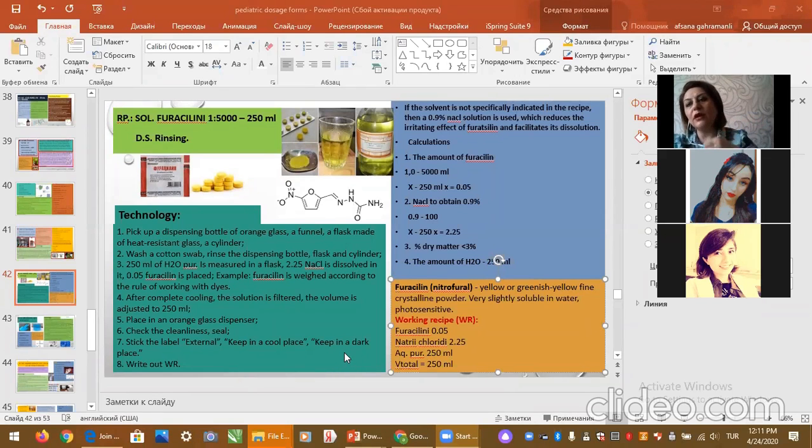And write out of working recipe. It is understandable for you. We will prepare this furoselene solution in our laboratory, inshallah. Yes, teacher.